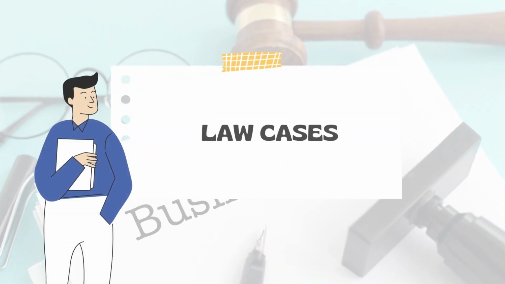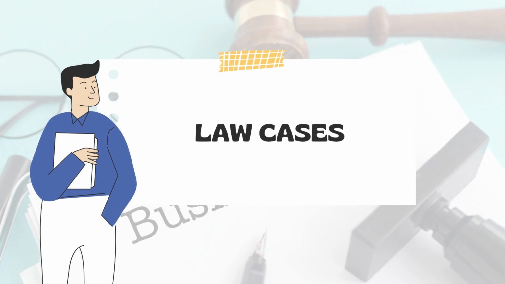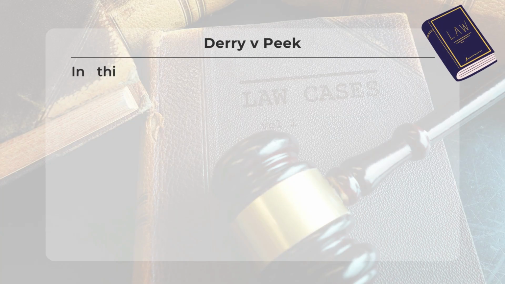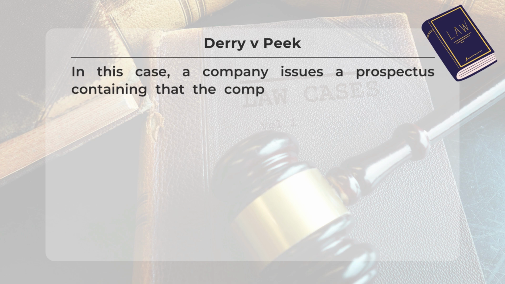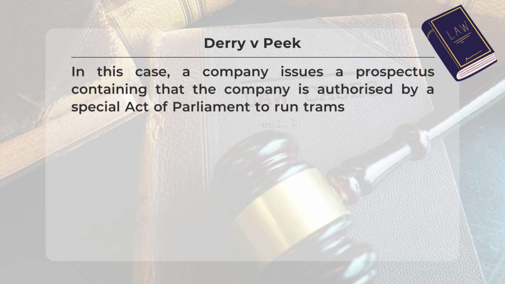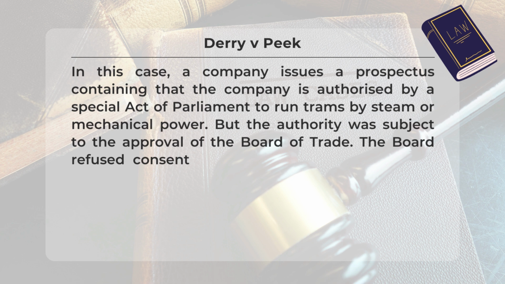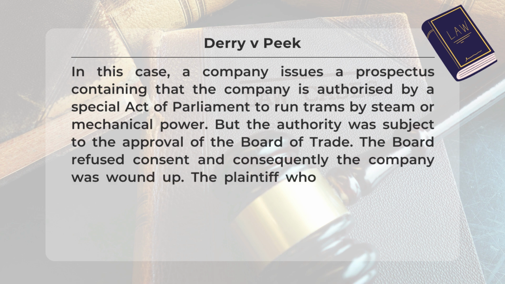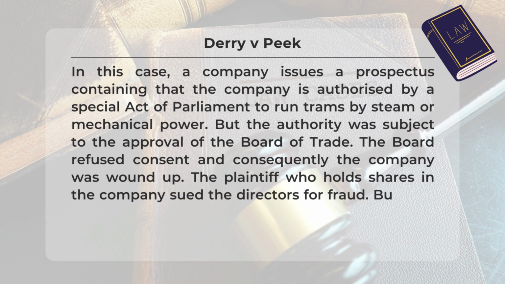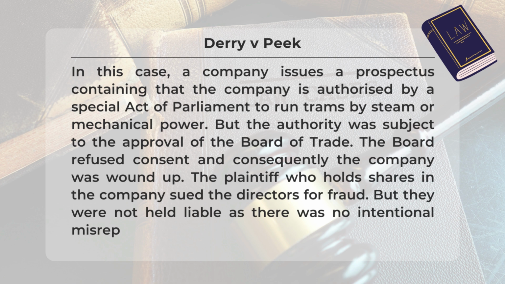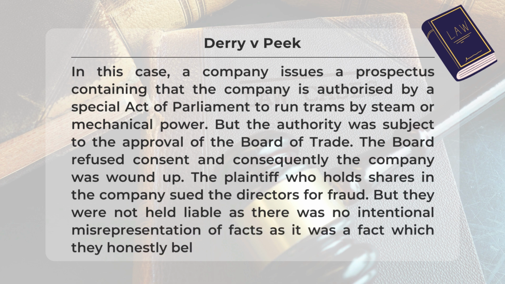I would like to draw your kind attention to this case particularly, where it is proven that the information was given under fraud. Derry versus Peek. In this case, a company issued a prospectus containing the information that the company was authorized by a special act of parliament to run trams by steam or mechanical power. But the authority was subject to the approval of the Board of Trade, and later on the board refused consent, and consequently the company was wound up. The plaintiff purchased shares on that information, that the company runs by steam or mechanical power.